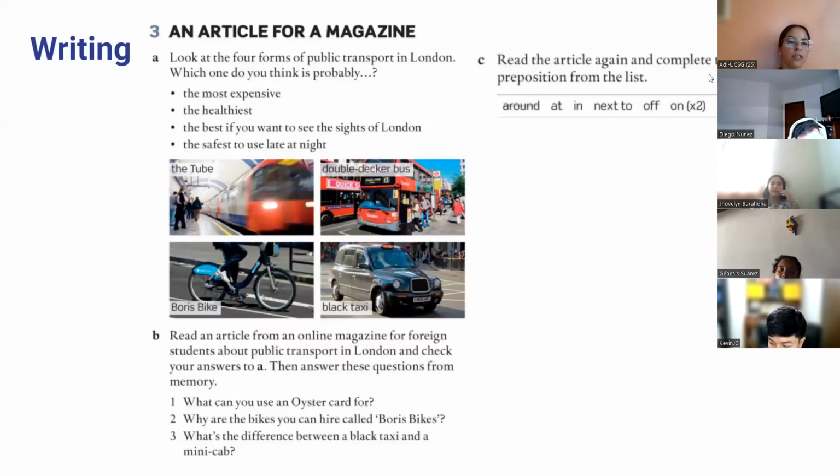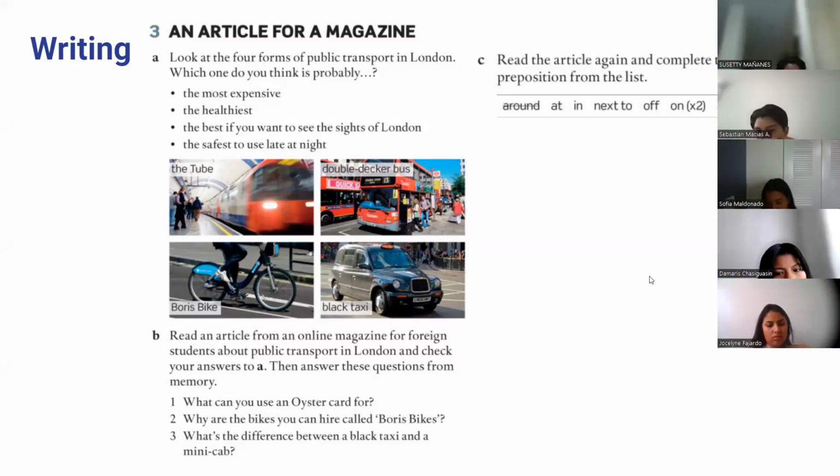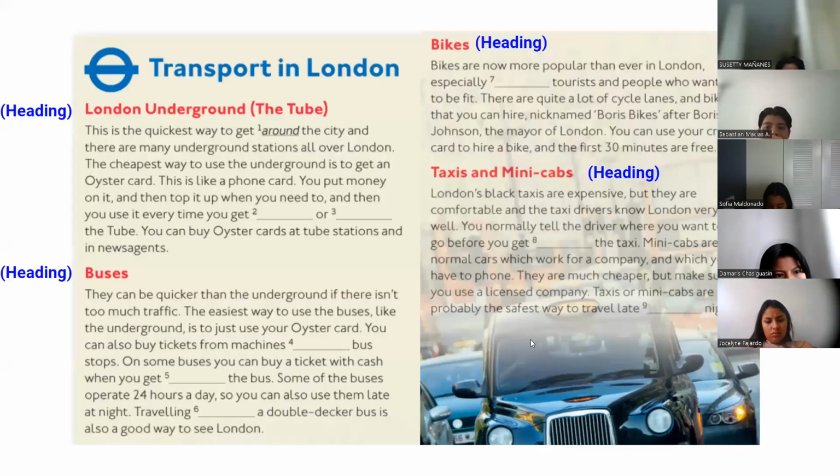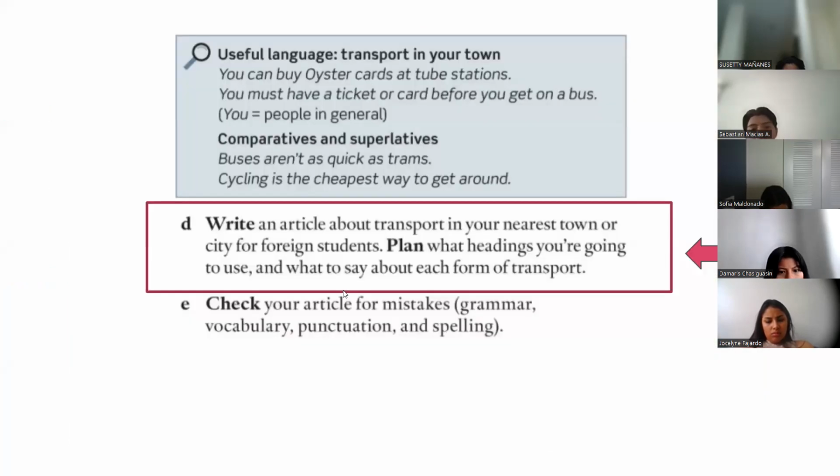What else? Okay, exercise B. Read an article from an online magazine for foreign students about public transport in London. And check your answers to A. Which is probably the most expensive? Okay, so let's read it. Well, you read it, right? Yes, okay, so let me omit that part.